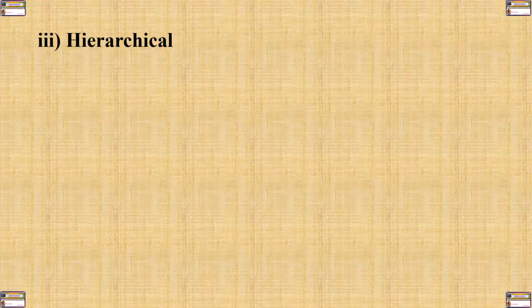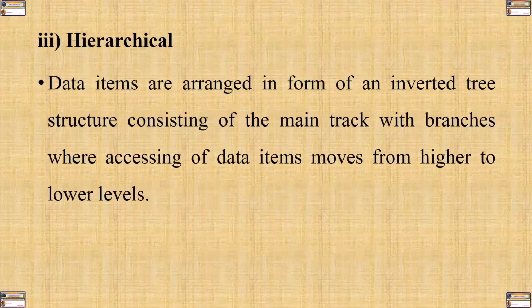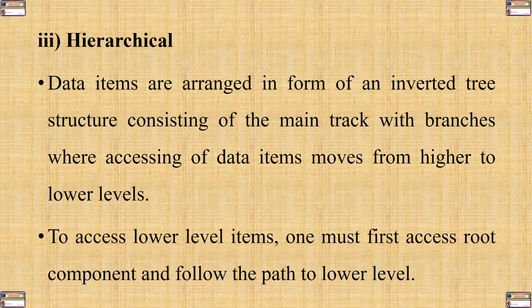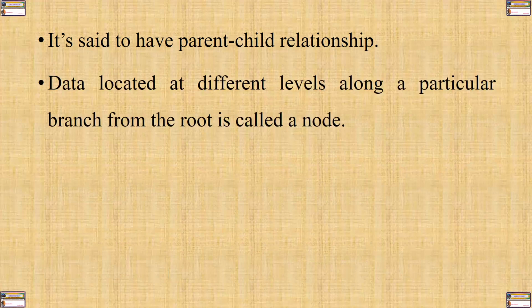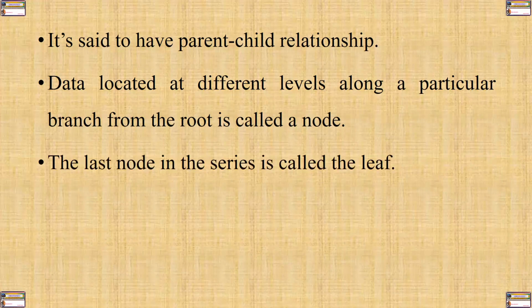The third type is hierarchical. In hierarchical, data items are arranged in the form of an inverted tree structure consisting of the main trunk with branches where accessing of data items moves from higher to lower levels. To access lower level items, one must first access the root component and follow the path to the lower level. It is said to have a parent-child relationship. Data located at different levels along a particular branch from the root is called a node. The last node in the series is called the leaf.